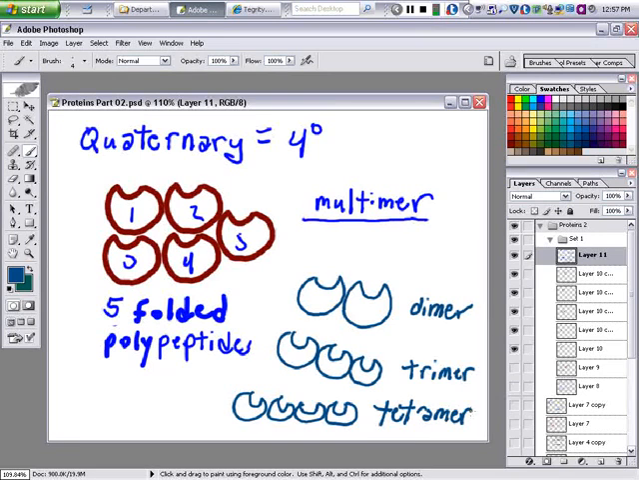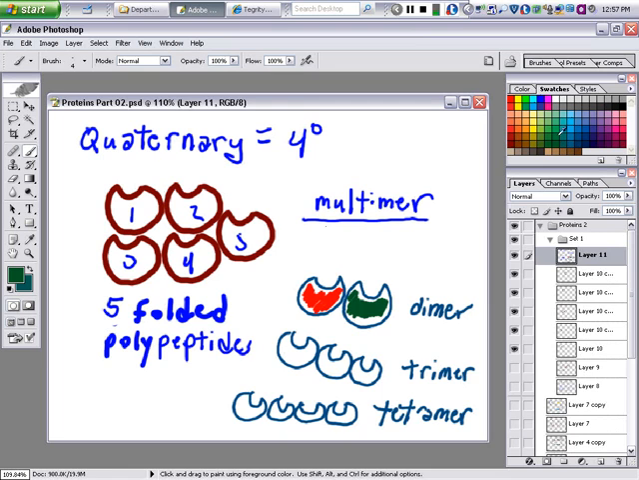Now I'm going to do something else. This polypeptide here, this first one in this dimer, is going to be red, and the second one in the dimer is going to be green. So the 2 units, even though they're still joined together, they're different. Okay, and let's just do another one up here.